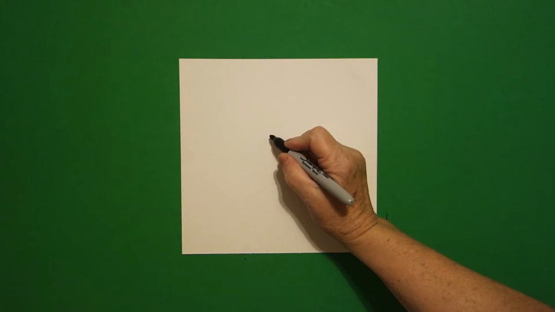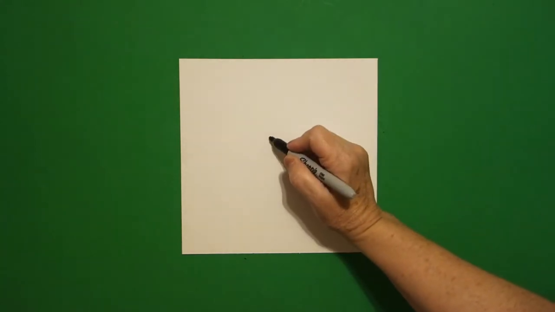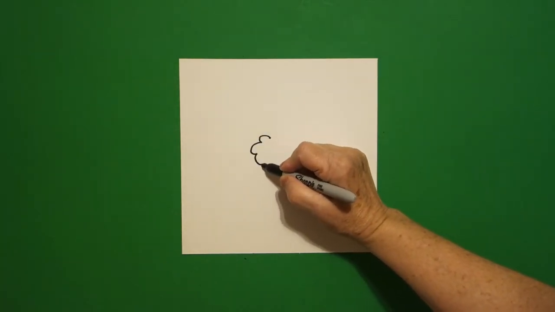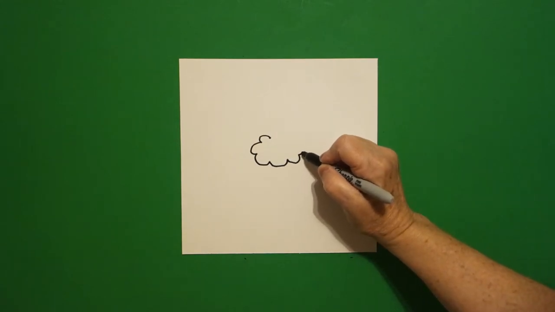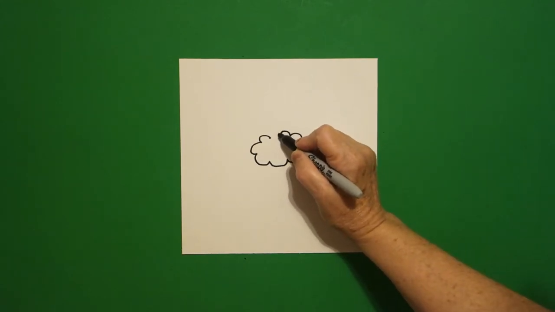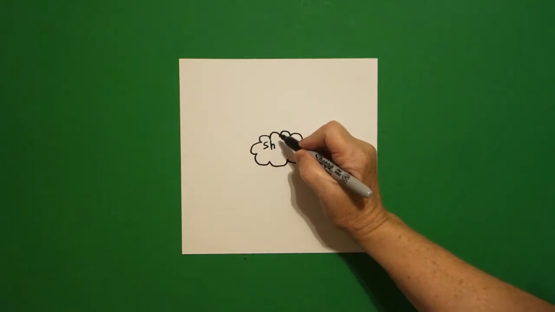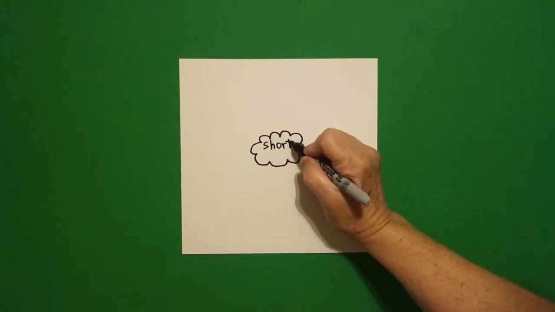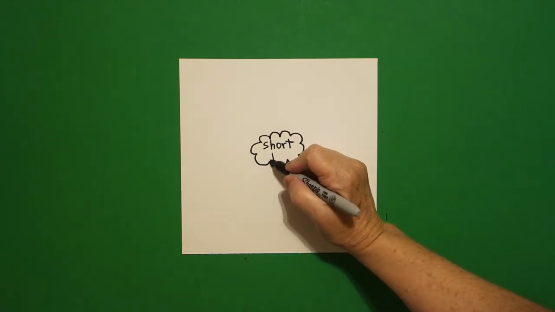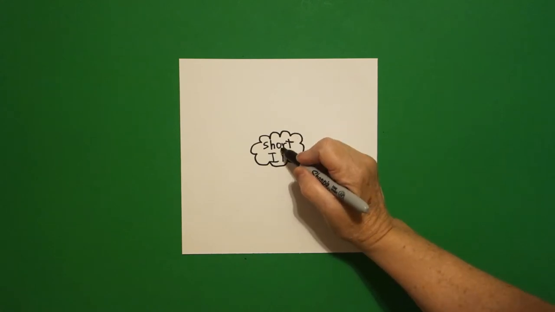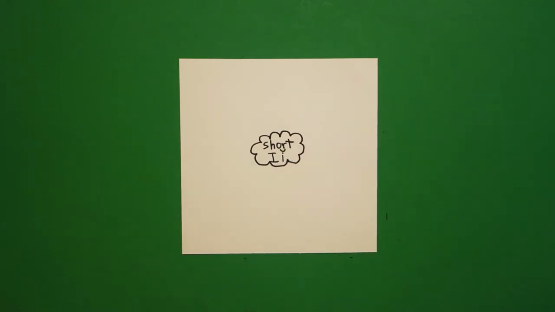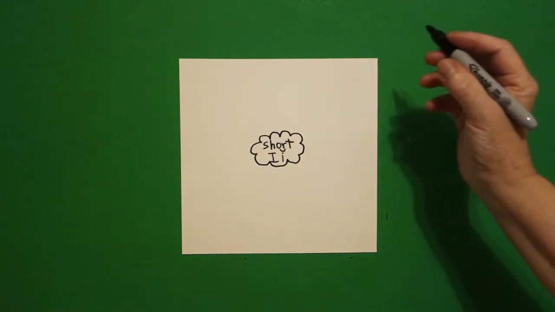Okay, let's draw. Today's project is how to draw words with the short vowel letter I. I come right here in the center and I put a dot and I draw a curved line, curved line, curved line, keep going, curved line, curved line, curved line, connect. Inside this space, so I don't forget what I'm doing, I'm going to write the word short and then the letter I. And here's the little curved symbol we use to show that it is a short I vowel.